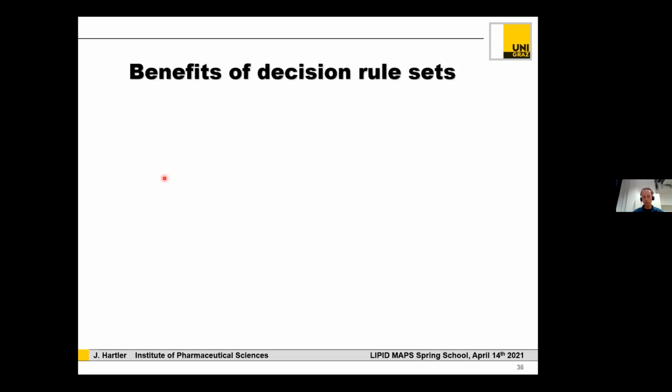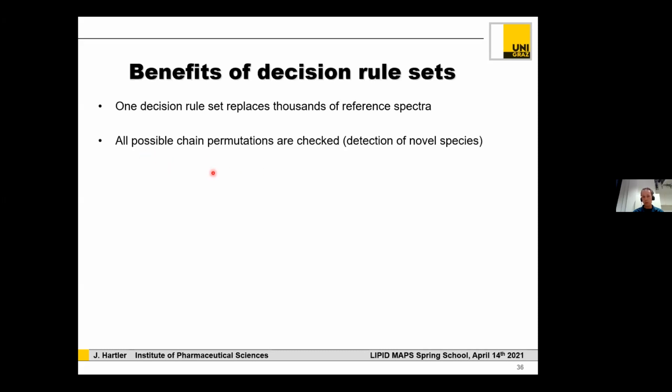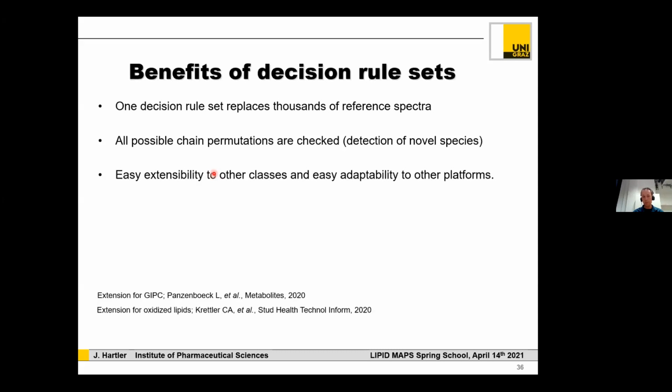The benefits of those rules are that one decision rule set replaces thousands of reference spectra. For example, we compared to LipidBlast, and there a single TG rule set replaced more than 10,000 spectra. It tries out all possible chain permutations. It's easily extensible. Recently, we have published this work, done with a collaboration partner in Vienna. Here, for example, it's extended the LDA to GIPC.